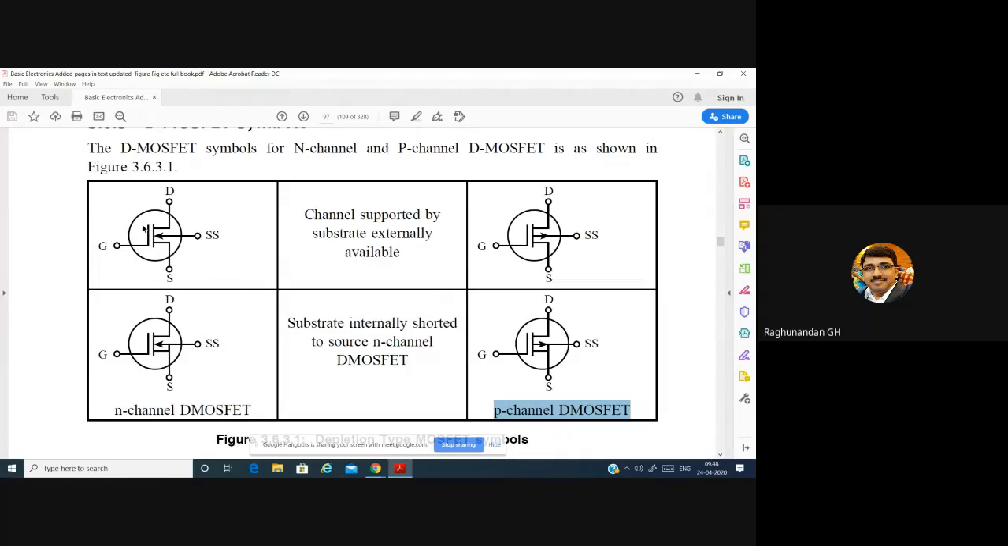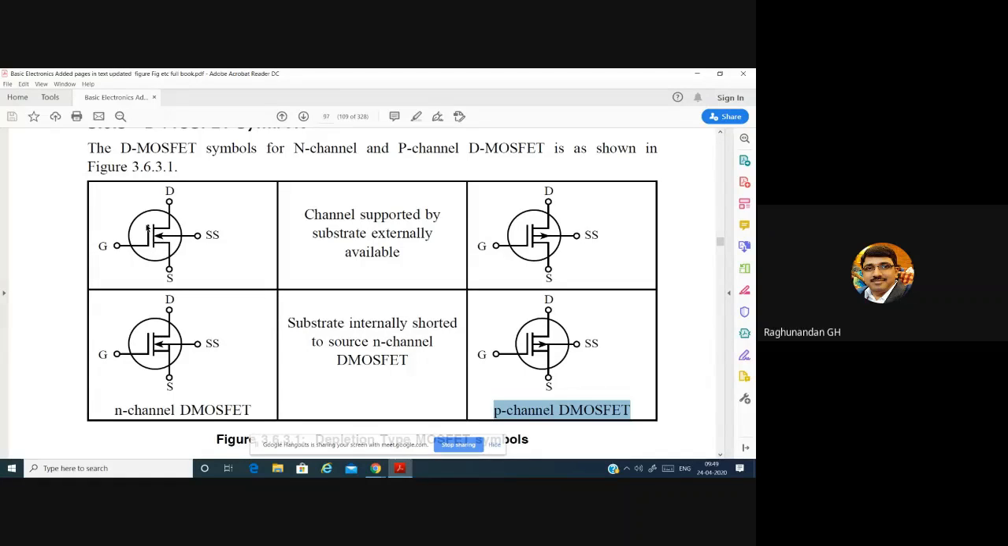The symbols we are writing, even the symbols have some meaning. If you understand the symbol, you'll understand the construction itself. See here, the symbol indicates that the gate is nowhere having any connection with the drain or the source or the substrate. And between the gate and the substrate, there is a gap. Yes, there is a gap.